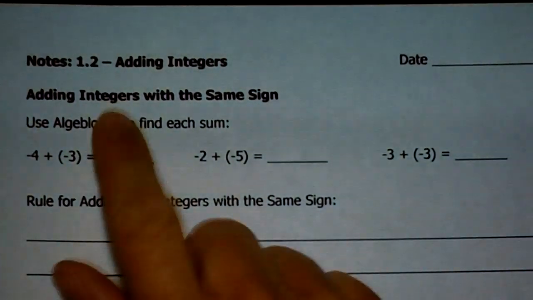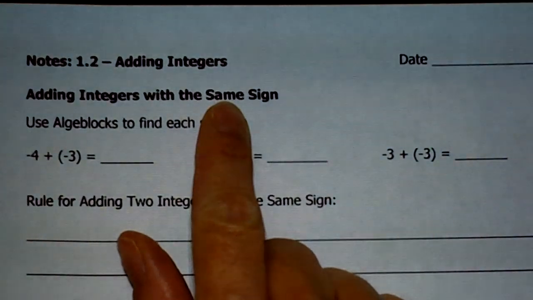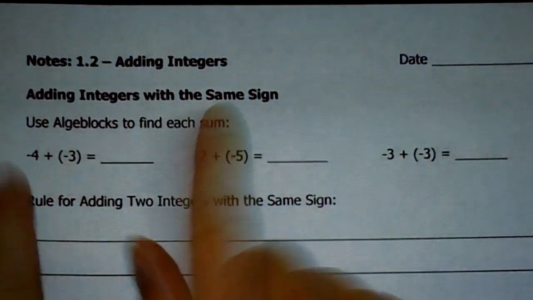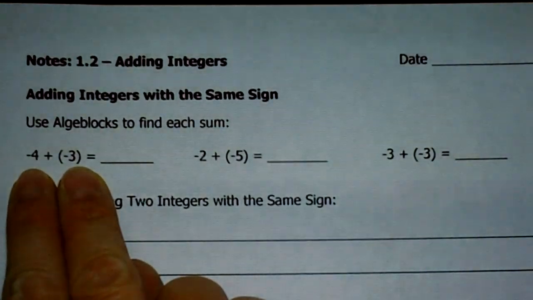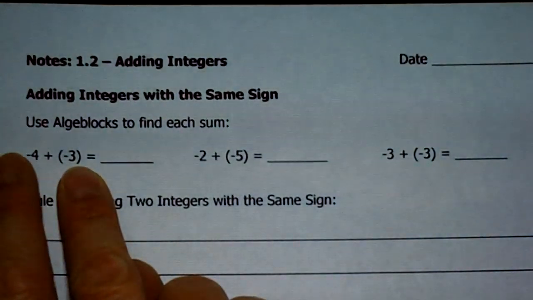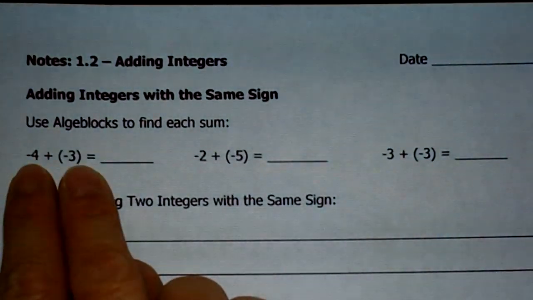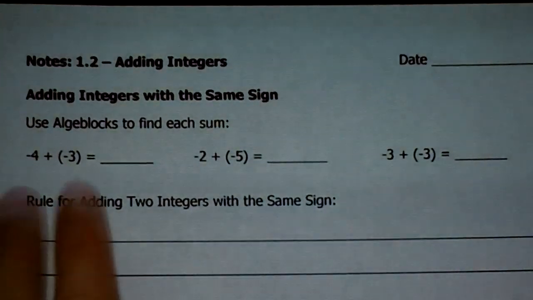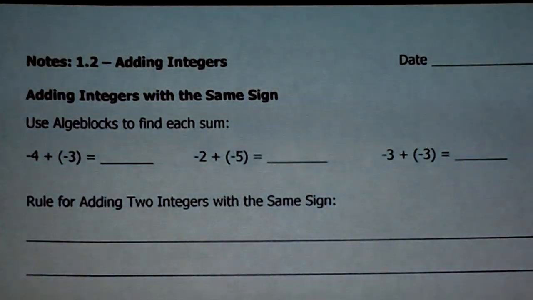So, adding integers with the same sign. Now I already know you know how to add two positives together. If this were a positive 4 plus a positive 3, you'd say, hey, it's 7. But you haven't before had to add a negative 4 and a negative 3. So we're going to use algeblocks to find each sum. Sum is a result of an addition problem. And in all three of these problems, you're adding two negative numbers.